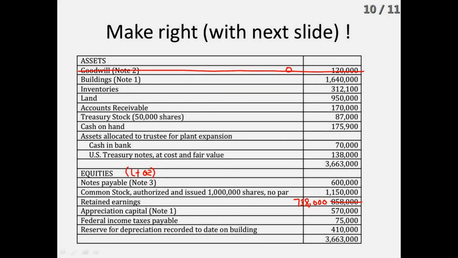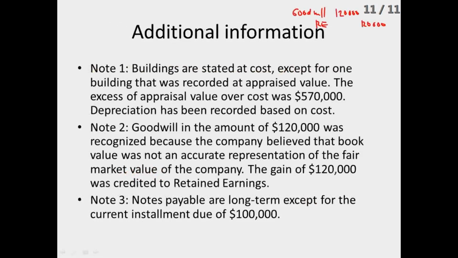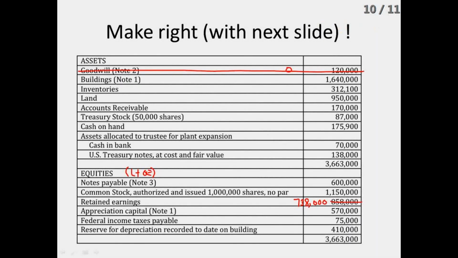The second thing, we have buildings. Okay, how should buildings be valued? Historical cost minus any depreciation. Okay, let's check out and see what has happened. Buildings are stated at cost except for one. That was recorded at the appraised value, and the excess of the appraisal over the cost was $570,000. So what are they telling you? So this number is 570 too high.